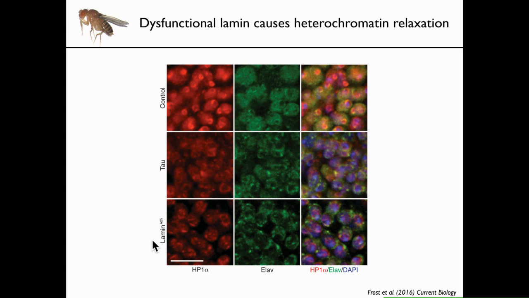This is a Lamin allele that was developed by Janice Fisher. I'm using it as a homozygote. It has a removal of the domain that's responsible for targeting Lamin to the nuclear envelope, so it's a loss of function. And it looks just like the tau transgenic fly, in the absence of tau for the Lamin A25. So this suggests that just like in laminopathies in humans, Lamin dysfunction in neurons is sufficient to cause heterochromatin relaxation.